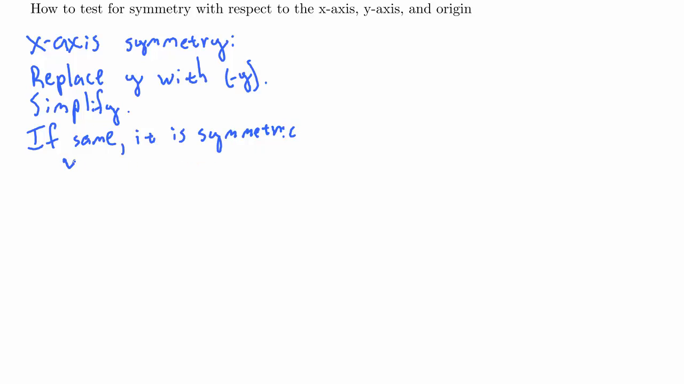Now I'm going to use this abbreviation WRT, that means with respect to. Okay, that is x-axis symmetry. Now let's talk about y-axis symmetry.